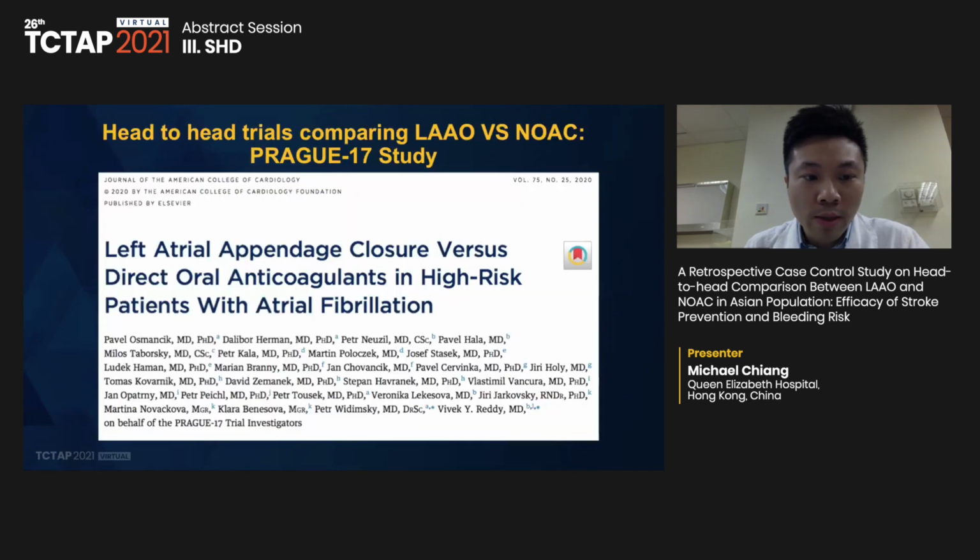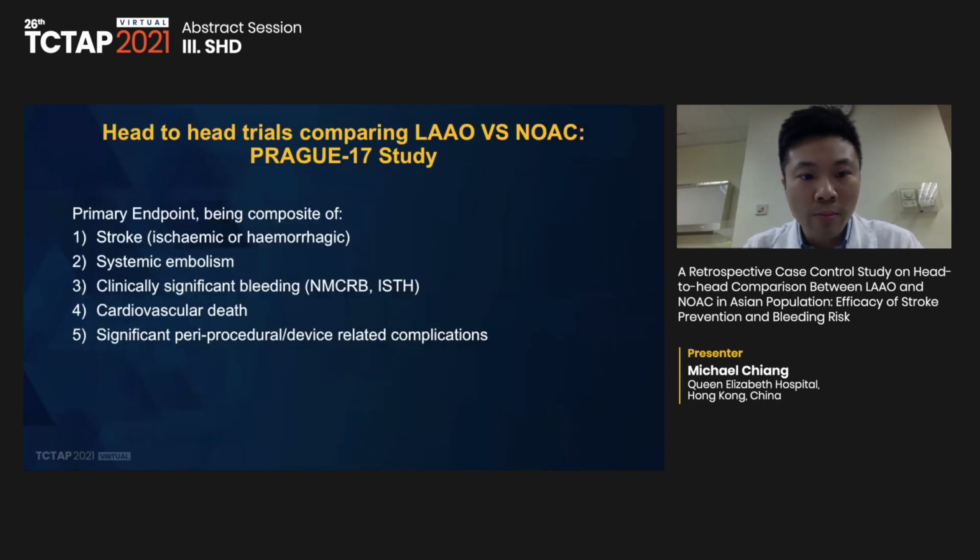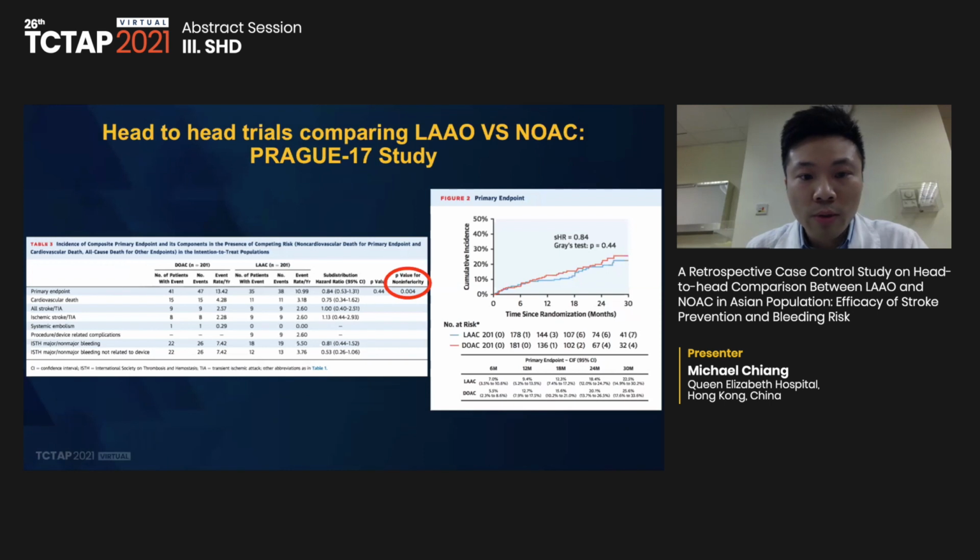In mid-2020, the PRAGUE-17 study was published in JACC, directly comparing NOAC and LAAO. Its primary endpoint is a composite one, including stroke, clinically significant bleeding, cardiovascular death, etc. The primary endpoint showed a significant p-value for non-inferiority, but bear in mind that with the composite endpoint, the result itself cannot give a picture of the comparative stroke or bleeding risk between the two groups.